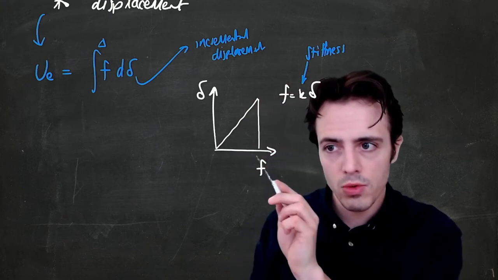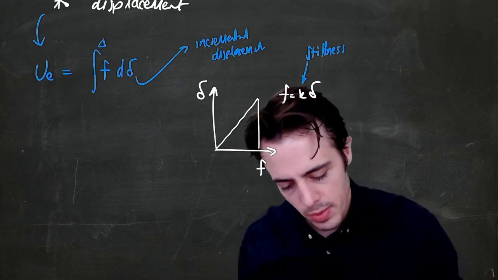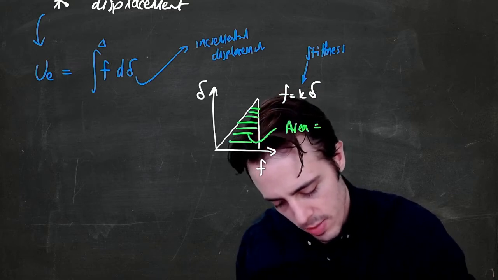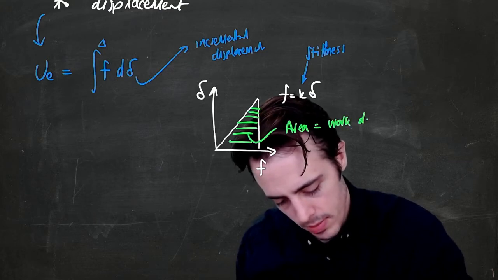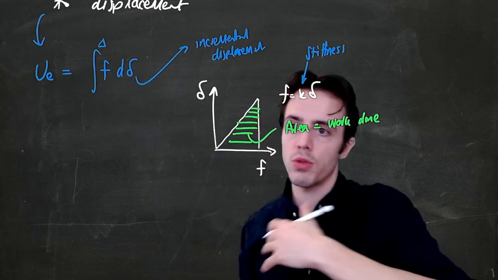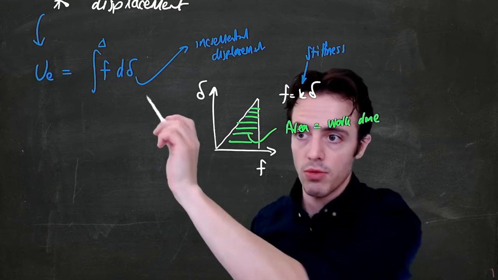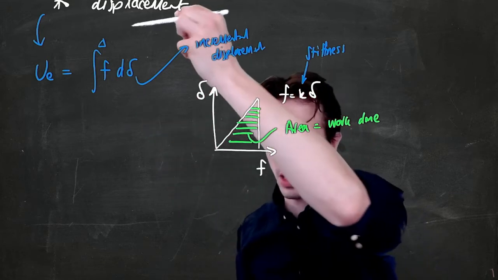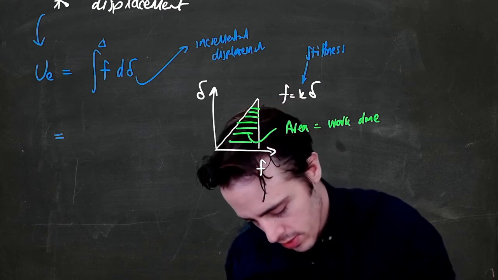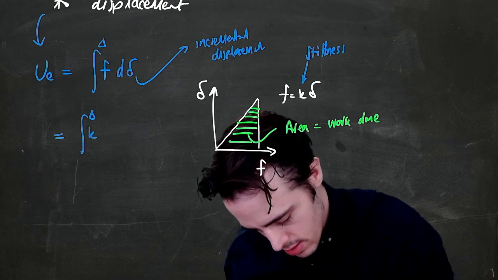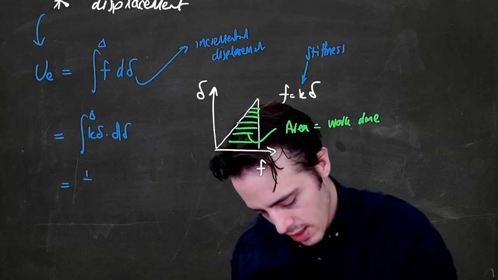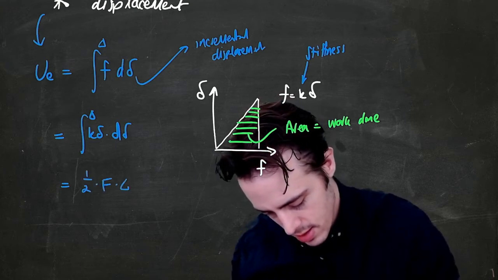So you should sort of already be seeing that what we want to end up with here is the area under this curve. This is going to be our work done. So it's not simply the force multiplied by delta, it's the integral of the force through delta, from the displacements from 0 up to big delta here. Since F is equal to K delta, this is equal to the integral of K delta d delta.